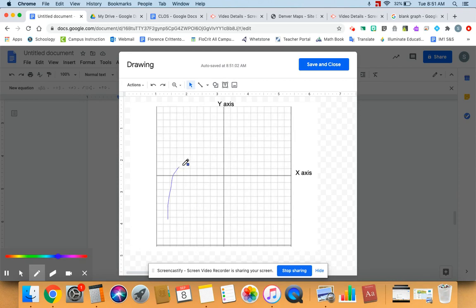Let's say I did a graph like this though. Is this one a function? What do you think?